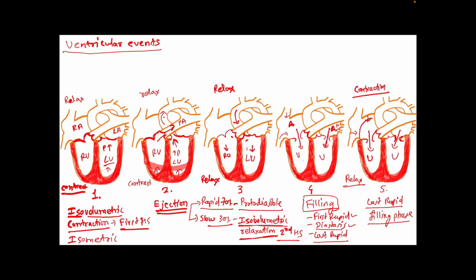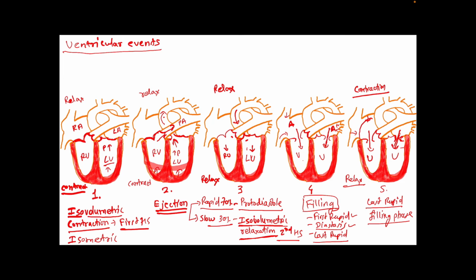Okay, so blood which is coming continuously inside the ventricle, so this ventricle will become full of blood. So it will increase the pressure inside the ventricle. When it becomes more as compared to the atrium, this atrioventricular valve will close and it will start again the isovolumetric contraction phase.